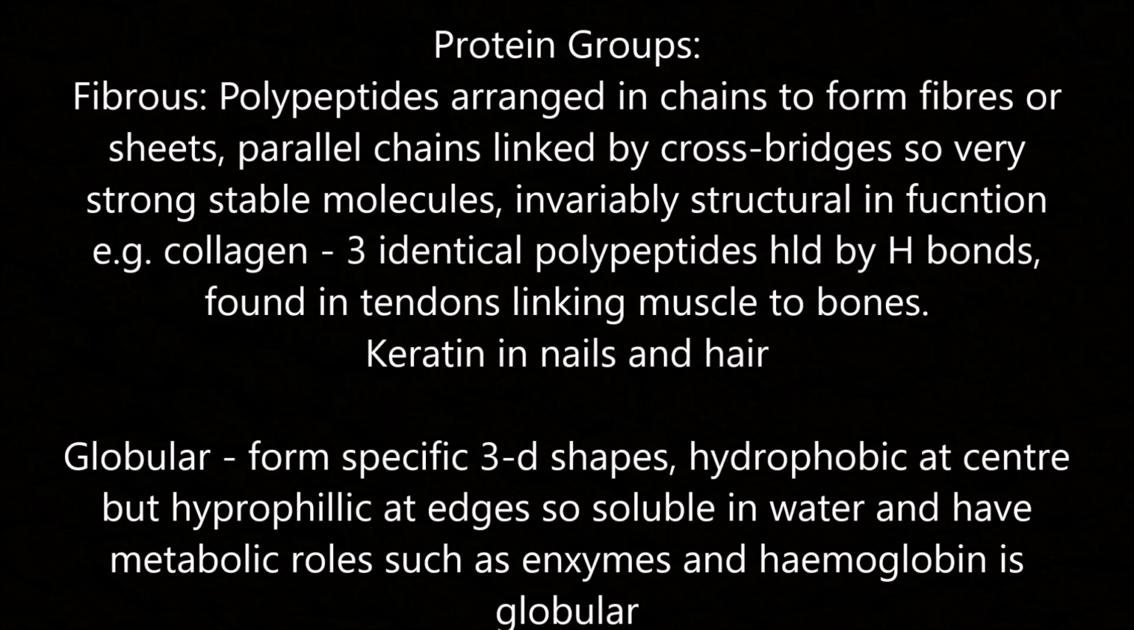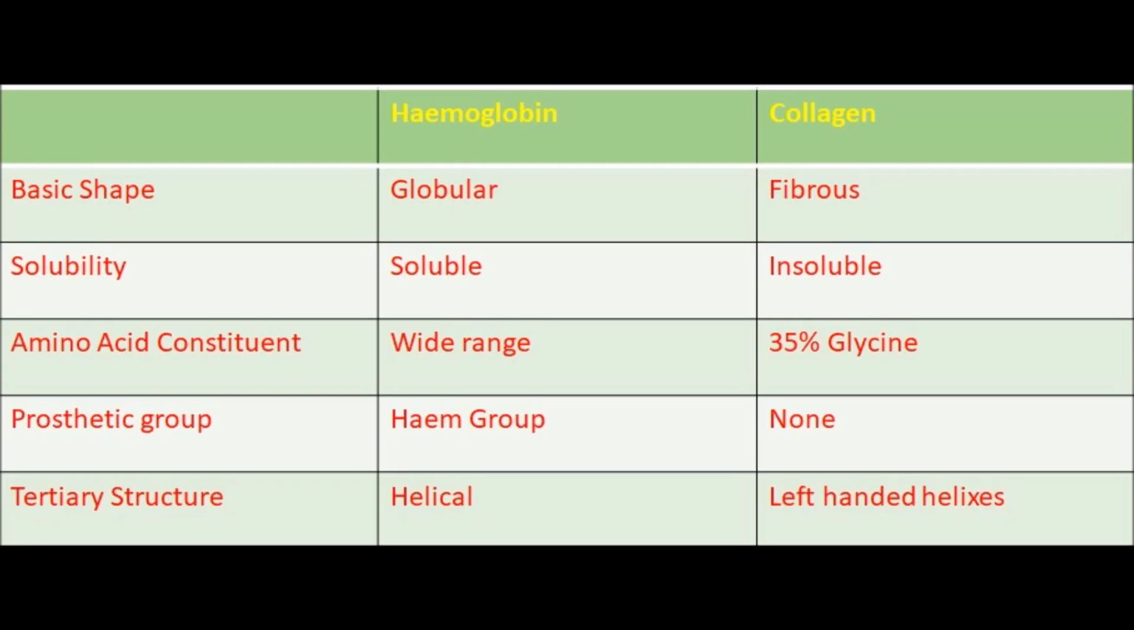Globular proteins form specific 3D shapes, hydrophobic at the center but hydrophilic at the edges, so soluble in water, and they have metabolic roles such as enzymes, and hemoglobin is also globular. Here is the comparison between the two. So if you're asked a question to compare the two, you'll be able to.